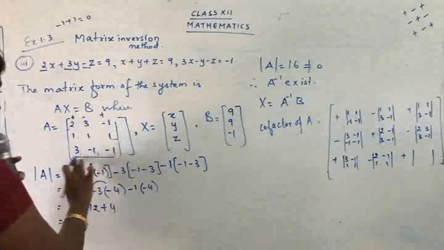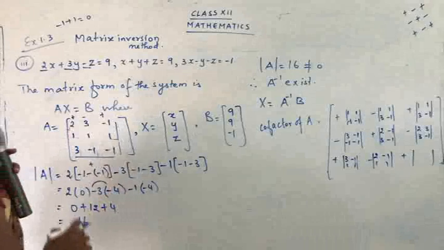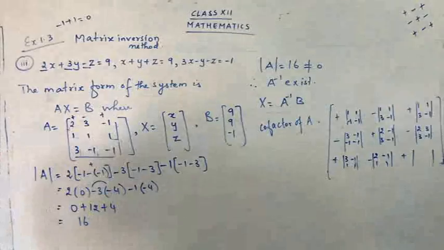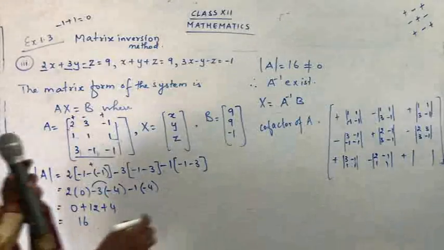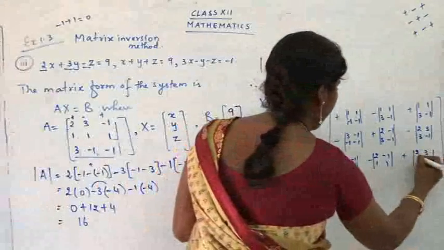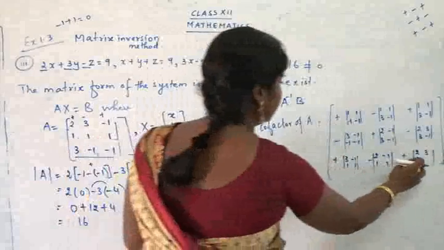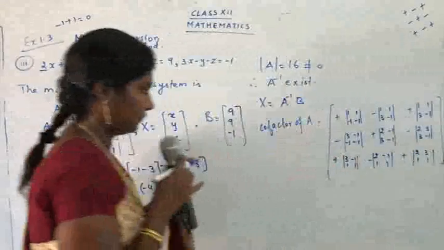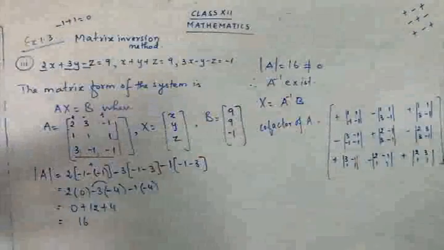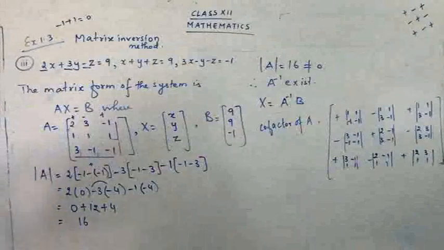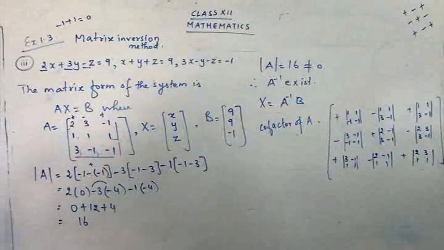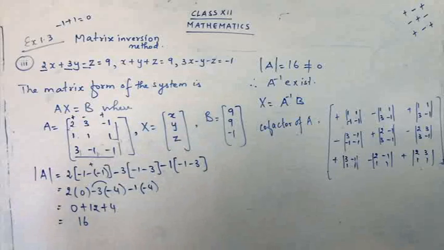Yeah. Then third row, third column. So 2, 3, 1, 1. Yes, children? So I'll just write here 1, 1. Okay. Have you taken the cofactors? So let's simplify and let's get the answer for it.